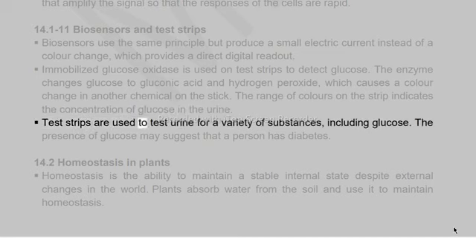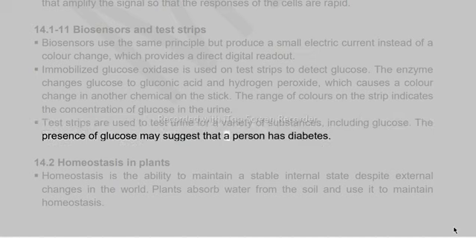Test strips are used to test urine for a variety of substances, including glucose. The presence of glucose may suggest that a person has diabetes.